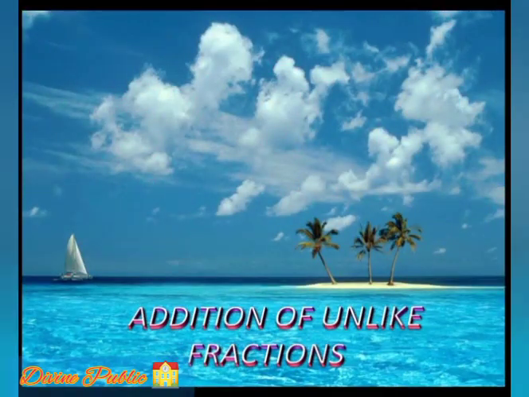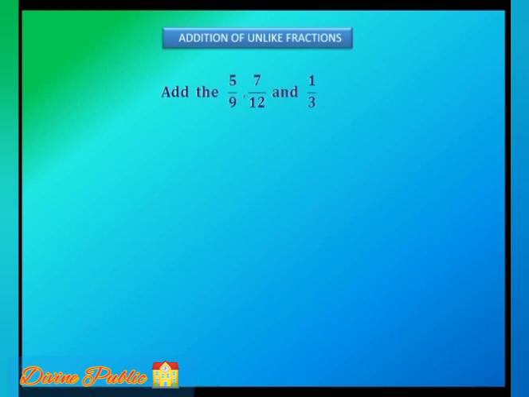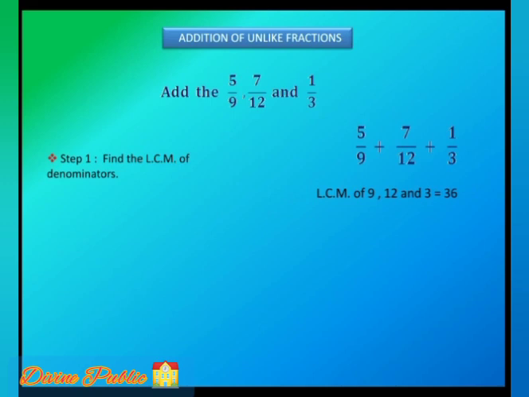Now, addition of unlike fractions. Add the fractions 5/9, 7/12 and 1/3. Firstly, we will write this in the question form: 5/9 plus 7/12 plus 1/3. Students, the denominators are different. So firstly we will find the LCM of the denominators. LCM of the denominators 9, 12 and 3 equals 36.